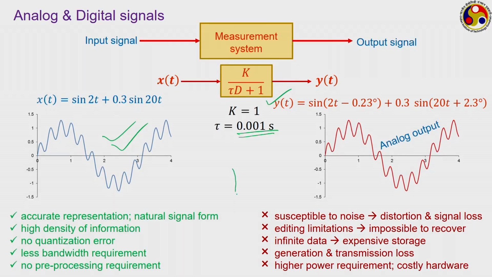Suppose this is your mercury column, this is the U-tube manometer, and this is your mercury column, and this is the height difference that we are talking about.